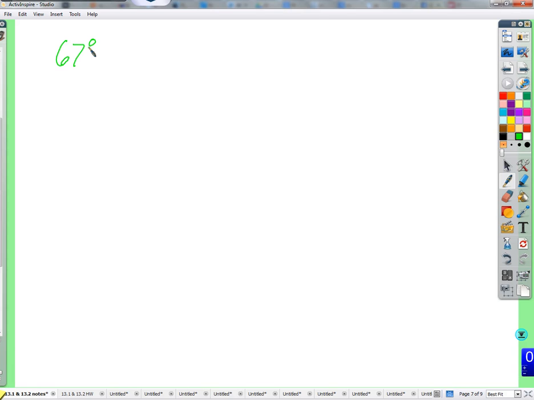Find two. Find one positive and one negative. Positive coterminal angle, any chance? I think so. What is it? 120. 120 is coterminal with 67? Okay, let's see.